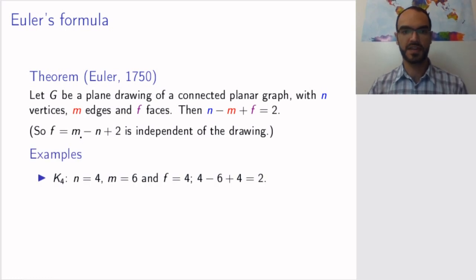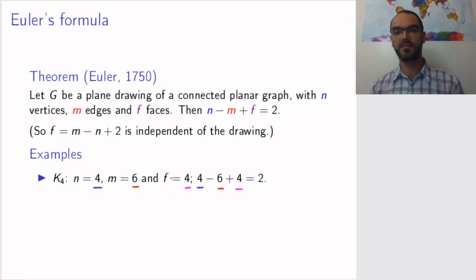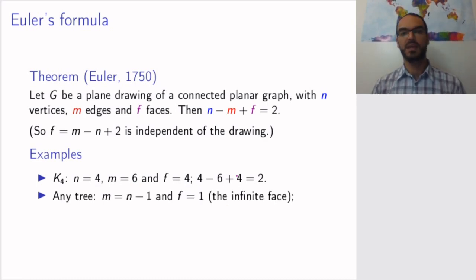So let's look at a few examples. The example we looked at previously was that of the graph K4. Remember, K4 has 4 vertices and it has 6 edges. And we saw from the way we drew the graph that it has 4 faces in the planar drawing we made, and indeed 4 minus 6 plus 4 is equal to 2.